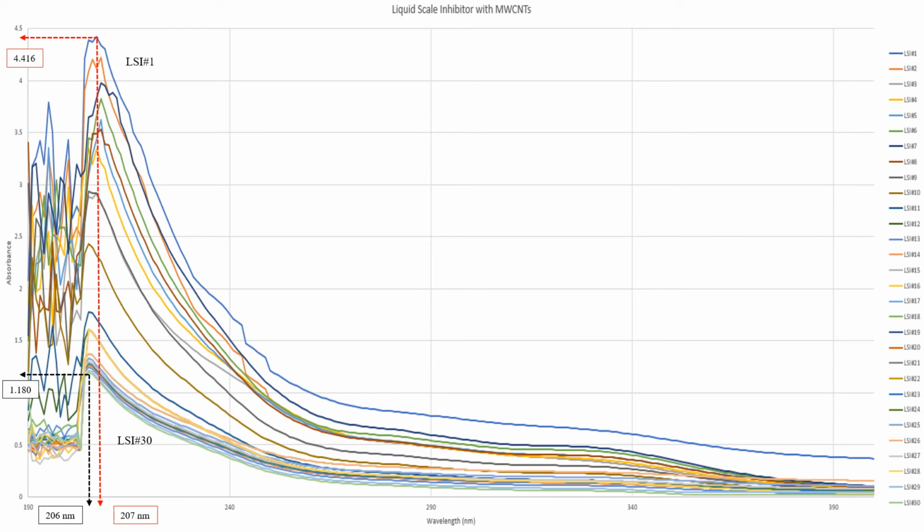And we can see here the peak of the absorbent is getting very high compared to the previous one, which is 4.419, and the minimum line of the peak of the absorbent only reduced to 1.180.